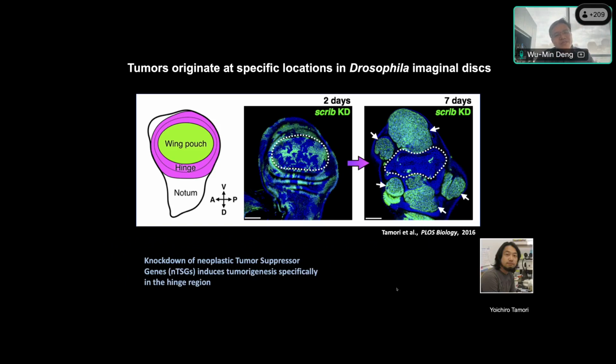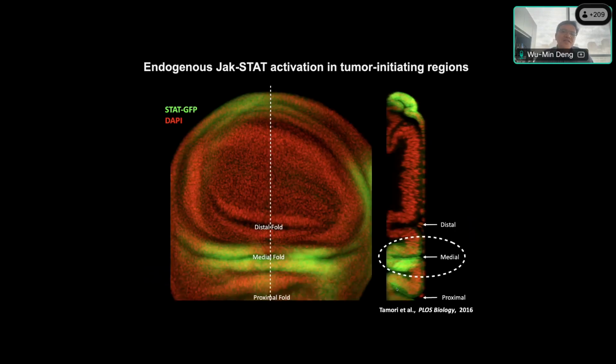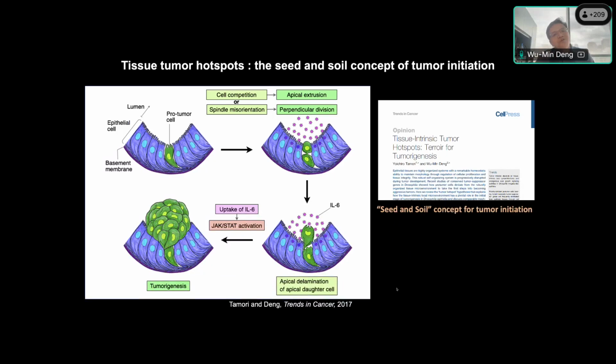So basically, when you create those knockdown cells in the wing pouch region of the wing imaginal disc, those mutant cells actually get eliminated through a biological mechanism called cell competition. But if those knockdown or mutant cells are generated in the hinge region, they actually become tumors. The reason is that there is endogenous JAK-STAT activation in those regions, which we dubbed the tumor hotspot. This led us to propose the concept of tissue tumor hotspots.